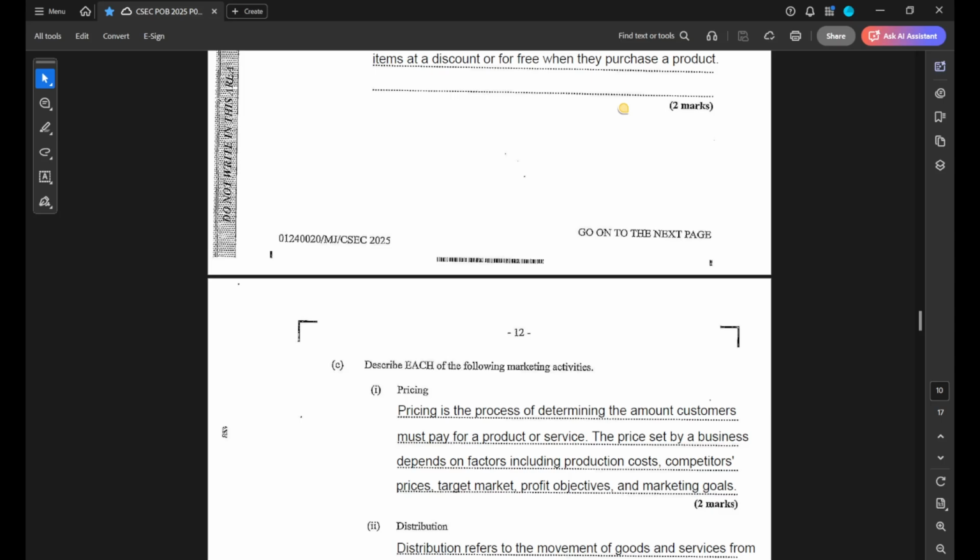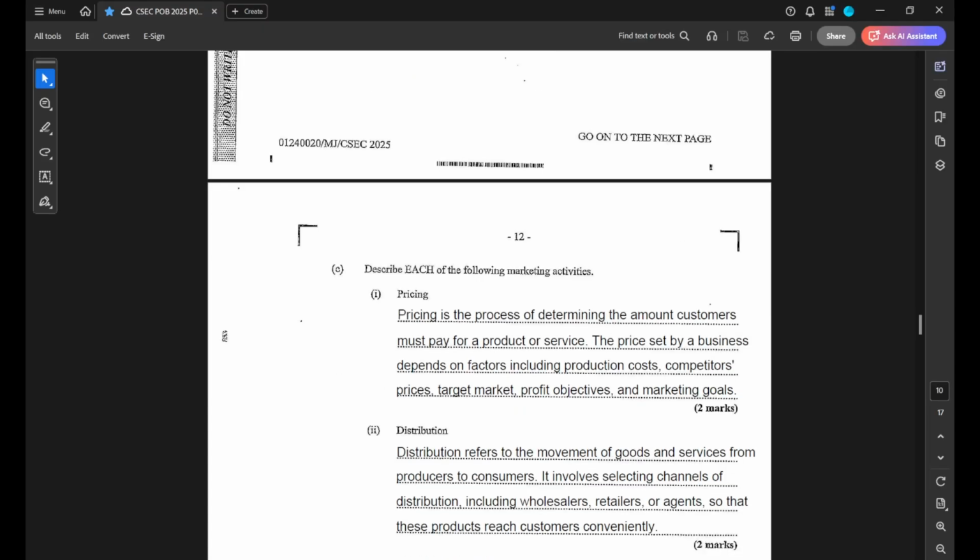Part 2, distribution. Distribution refers to the movement of goods and services from producers to consumers. It involves selected channels of distribution, including wholesalers, retailers, or agents, so that these products reach customers conveniently. And then we have part D. Firms utilize different strategies to determine the price at which products will be sold. Complete the table below by identifying each pricing strategy described in column 1.